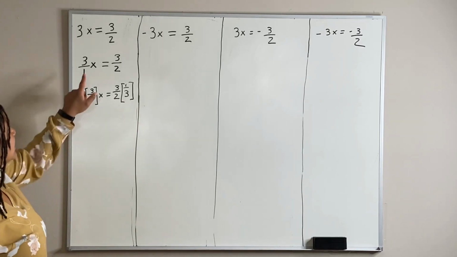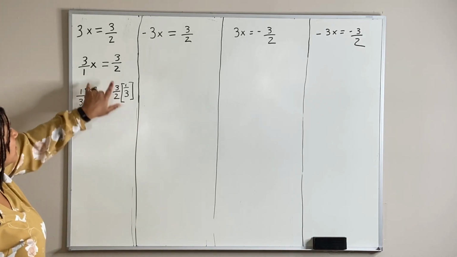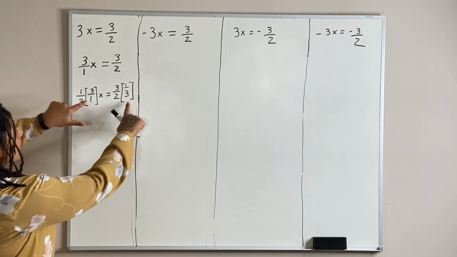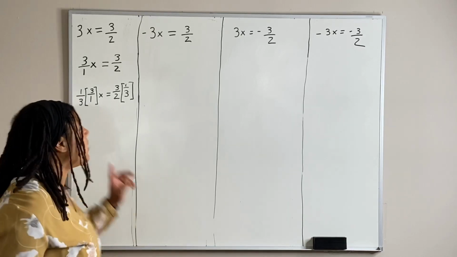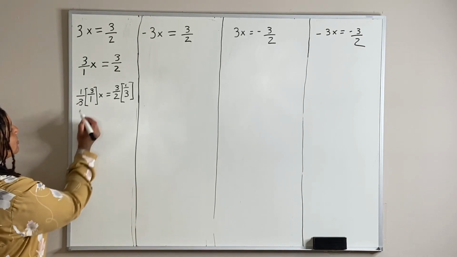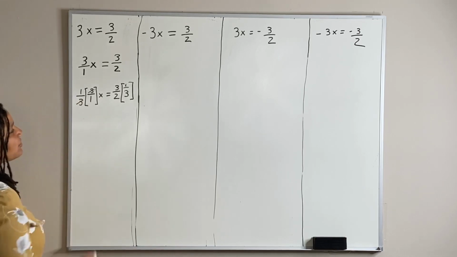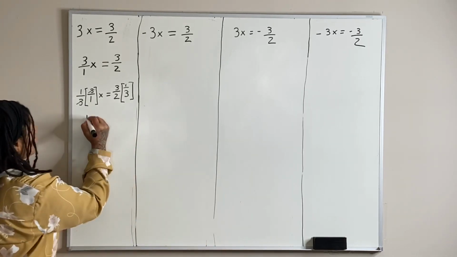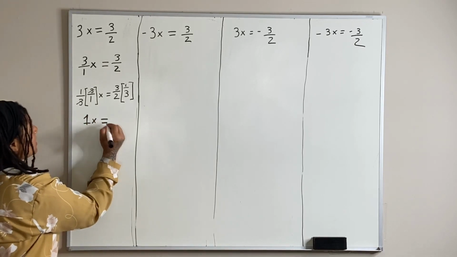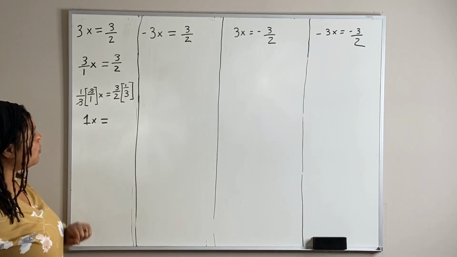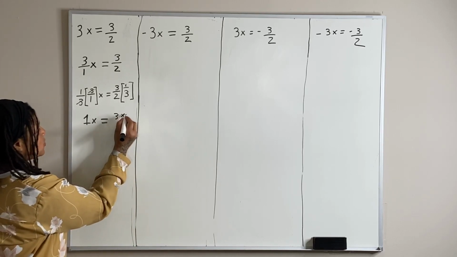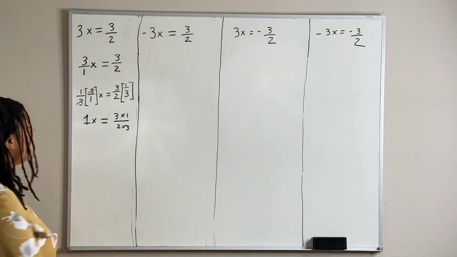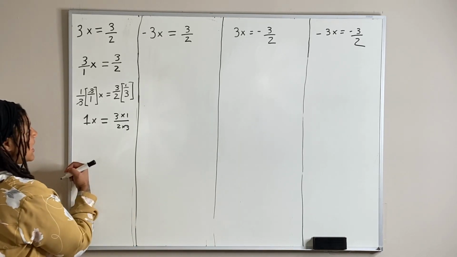So notice all I did, I rewrote what I have here. It's right here, but I'm multiplying both sides by 1/3. When I do that, the 3 cancels here, and the 3 cancels here, and we're left with 1x, okay? So we're left with 1x. On this side, we basically have 3 times 1 over 2 times 3, okay? And so now I'm just going to rewrite 1x as x.